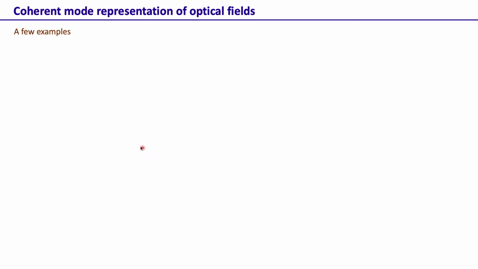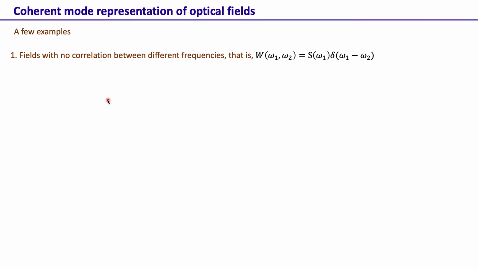But here, as a few examples, I just want to point out the fields that we have already studied in this course of work. The first example is a field with no correlation between different frequencies. This we saw in the context of studying temporal coherence, and for such a field the cross-spectral density function is of this form: W(ω1, ω2) is just S(ω1) δ(ω1 − ω2). This delta ensures that there is no correlation between different frequency components, because as soon as ω2 is different from ω1, this quantity is 0.